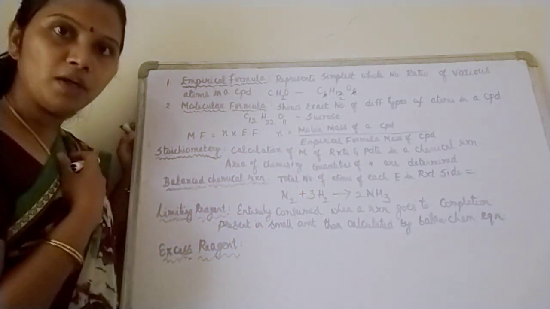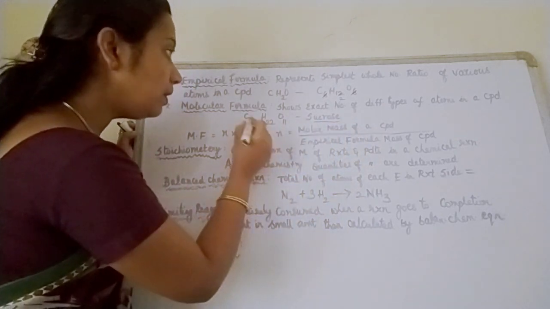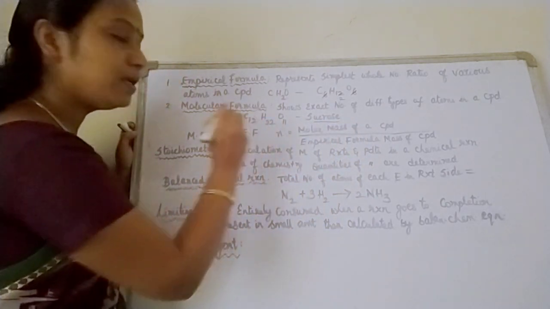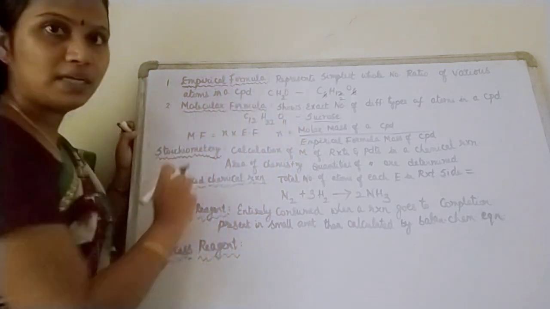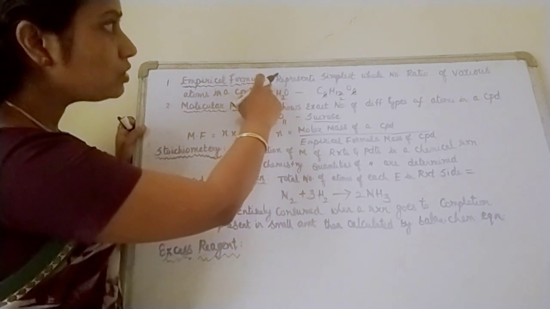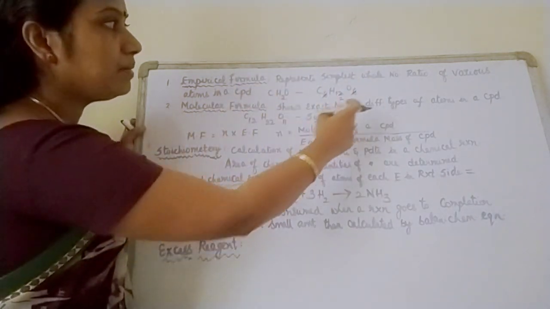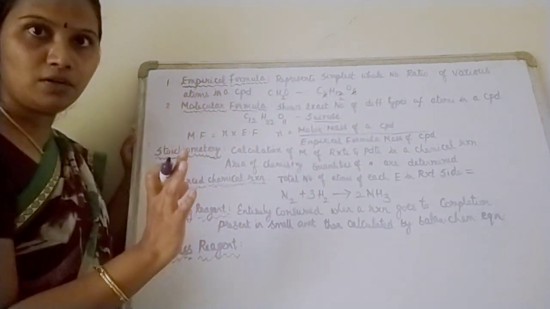So from the molecular formula, I am able to find out that my sucrose is having 12 carbon atoms, 22 hydrogen atoms and 11 oxygen atoms. This is simplest ratio, this is exact ratio. This also shows various atoms present in a compound. This also tells me the different types of atoms present in a compound.